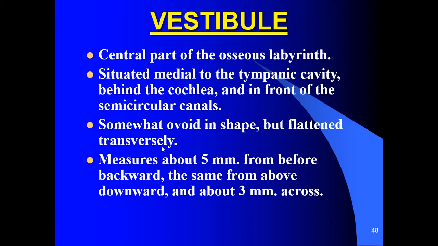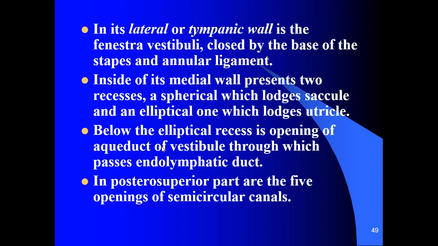The vestibule is part of the osseous labyrinth and is situated medial to the tympanic cavity, behind the cochlea and in front of the semicircular canals. It is somewhat ovoid in shape but flattened transversely. It measures about 5 mm from before backward, the same from above downward, and about 3 mm across. In its lateral or tympanic wall is the fenestra vestibuli, closed by the base of the stapes and annular ligament. Its medial wall presents two recesses, a spherical one which lodges the saccule and an elliptical one which lodges the utricle. Below the elliptical recess is the opening of the aqueduct of the vestibule, through which passes the endolymphatic duct.